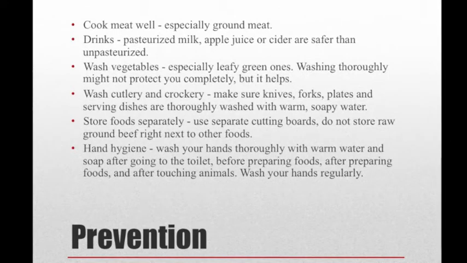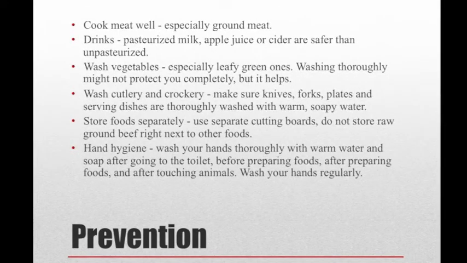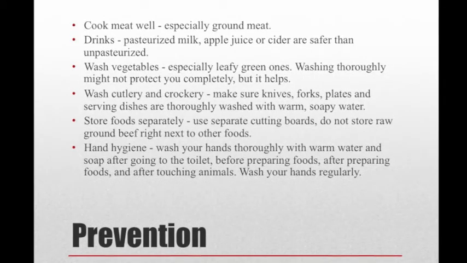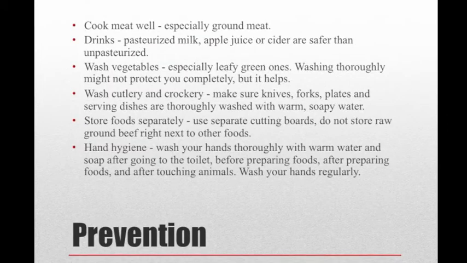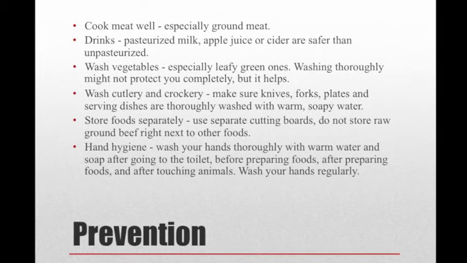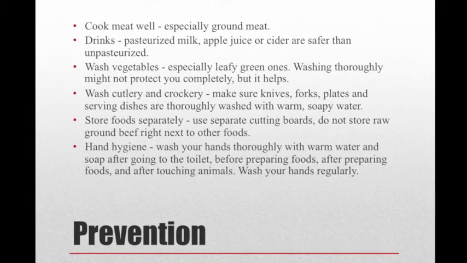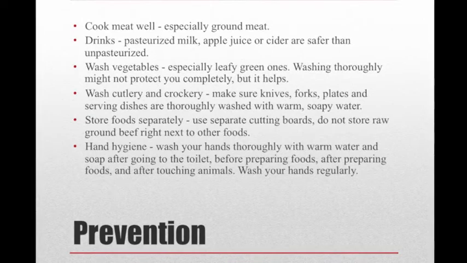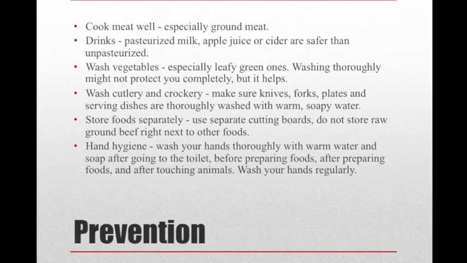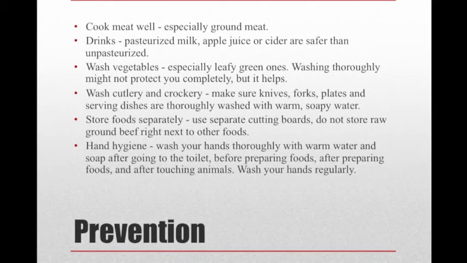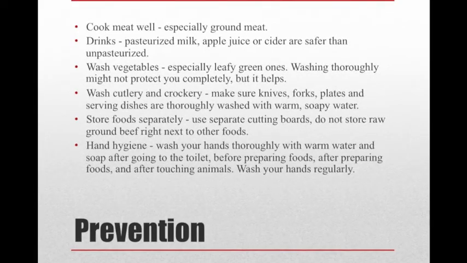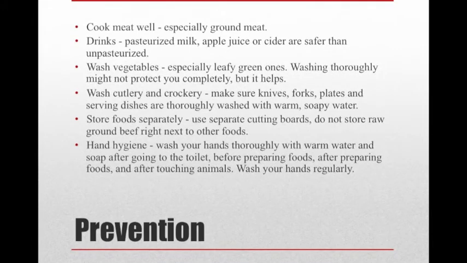Prevention. First of all, cook meat well, especially ground beef. Include drinks like pasteurized milk, apple juice, or cider that are safer than anything unpasteurized. Wash your vegetables, especially leafy green ones. Washing thoroughly might not protect you completely, but it helps. Wash cutlery and crockery. Make sure knives, forks, plates, and serving dishes are thoroughly washed with warm, soapy water. Store food separately. Use separate cutting boards. Do not store raw ground beef right next to other foods. Hand hygiene: wash your hands thoroughly with warm water and soap after going to the toilet, before preparing foods, after preparing foods, and after touching animals. Wash your hands regularly.